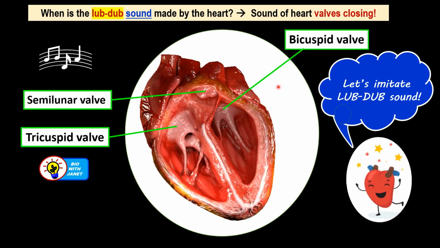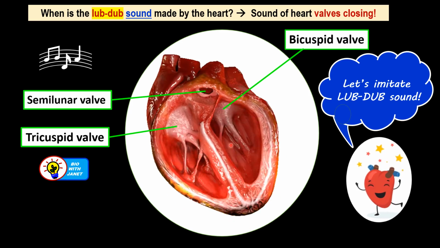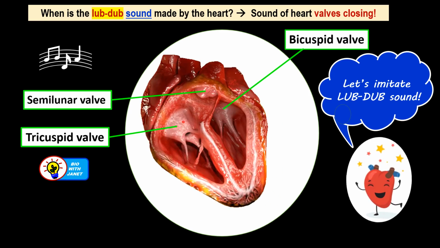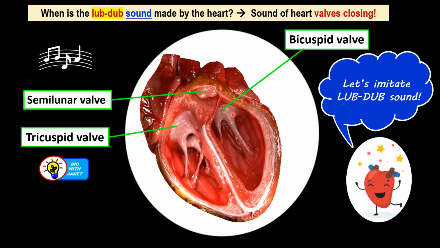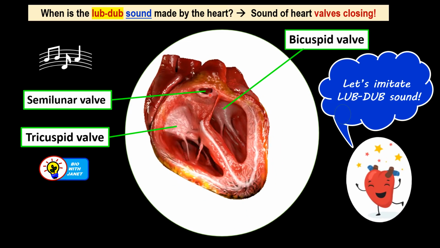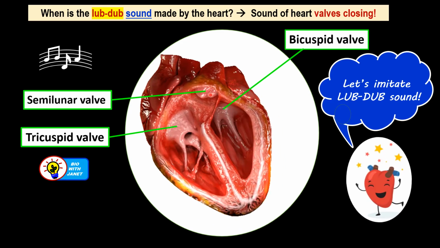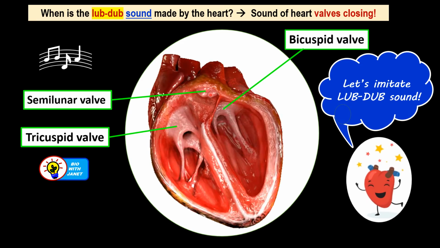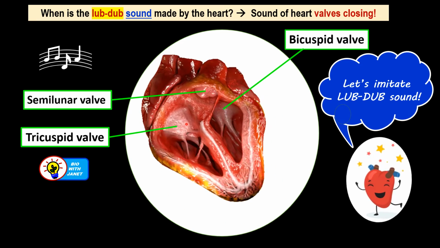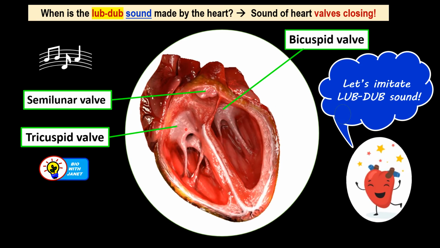Let's try to imitate the LUB DUB sound based on the beating heart that's shown here. So when you see the tricuspid and bicuspid valve closing, you say LUB. When you see the semilunar valve closing, you say DUB. Okay? So it's going to be quite fast in this case. Okay, let's try it together.